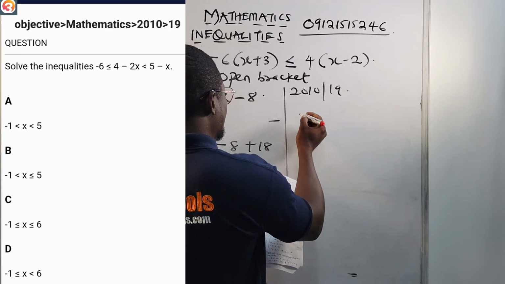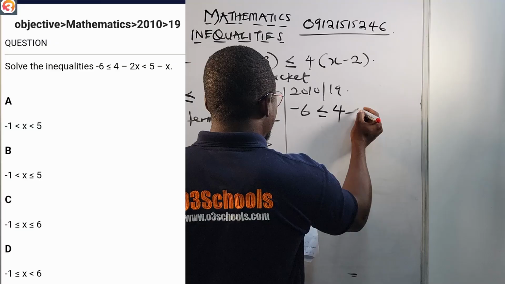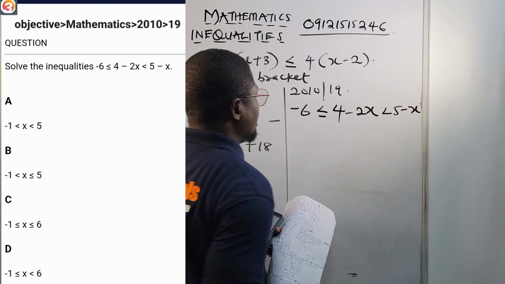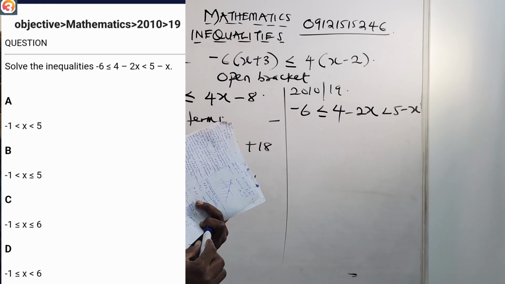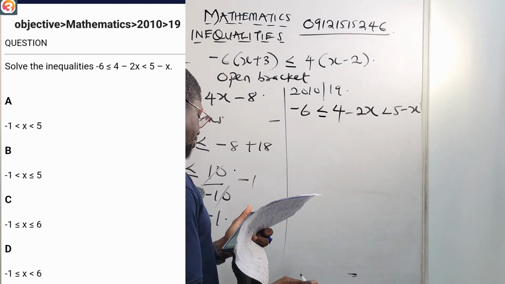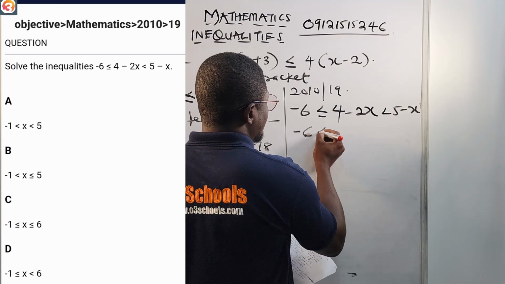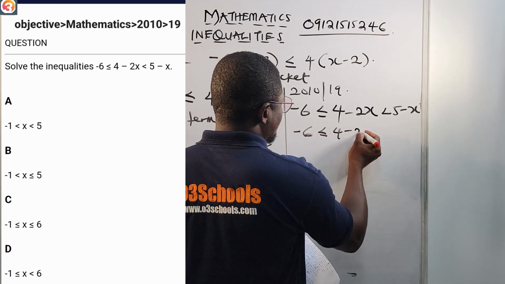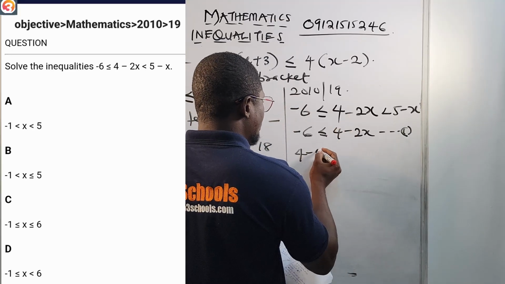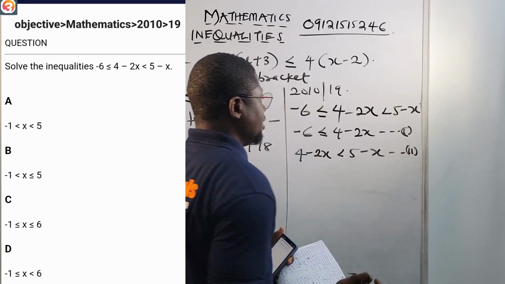It says here: minus 6 less than or equal to 4 minus 2x less than 5 minus x. This is a question that borders on splitting of inequality. So we have to split. We're told to solve the inequality. If I'm splitting, I'm going to have minus 6 less than or equal to 4 minus 2x, this is 1. Then I'm going to have 4 minus 2x less than 5 minus x. This is 2.